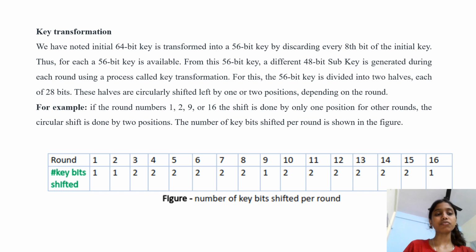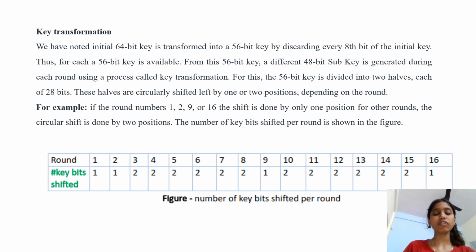Key transformation. We have noted that the initial 64-bit key is transformed into a 56-bit key by discarding every 8th bit of the initial key. Thus, for each 64-bit key, a 56-bit key is available. From this 56-bit key, a different 48-bit subkey is generated during each round using a process called key transformation. For this, the 56-bit key is divided into two halves, each of 28 bits. These halves are circularly shifted left by 1 or 2 positions depending on the round.